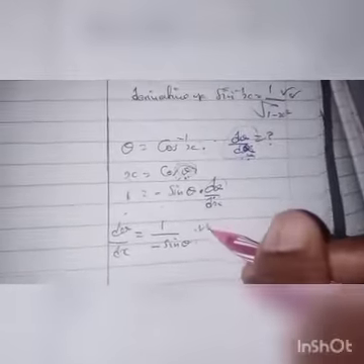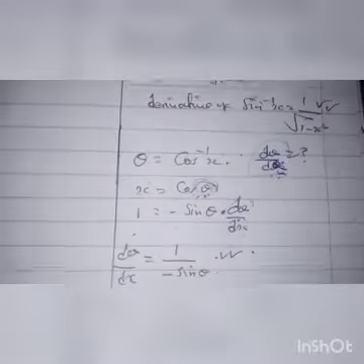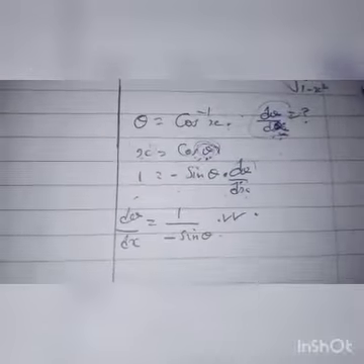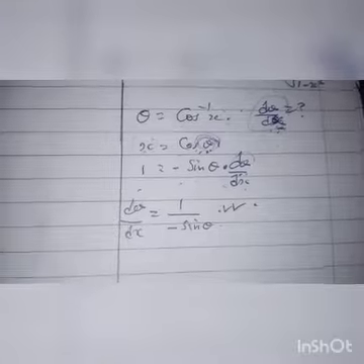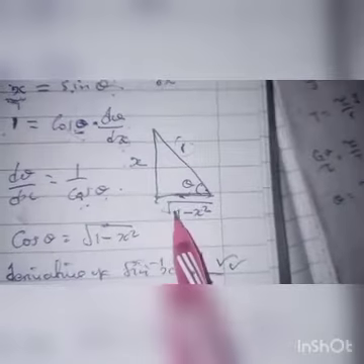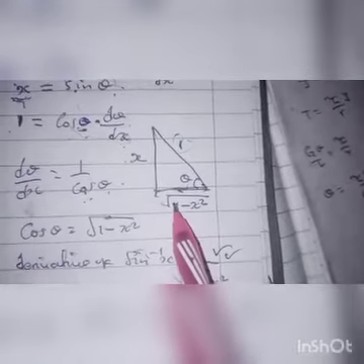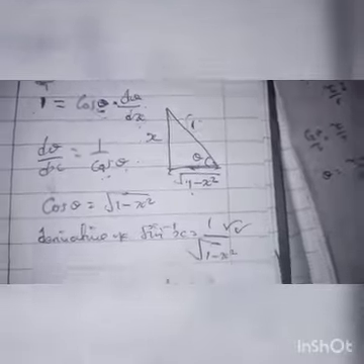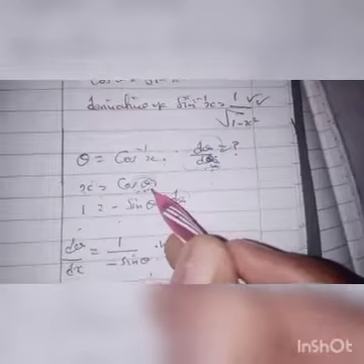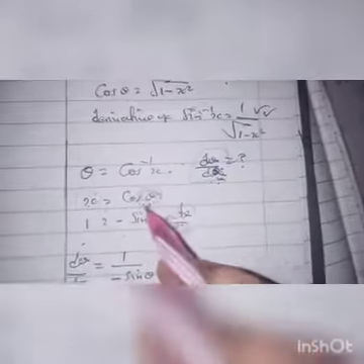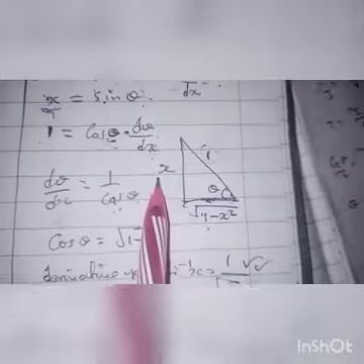Then we were done with the second derivative. Can't you see this method is simple? So coming back to our trigonometric substitution, we said that x equals cos theta. But our x is here.